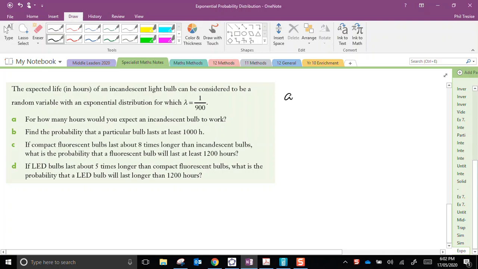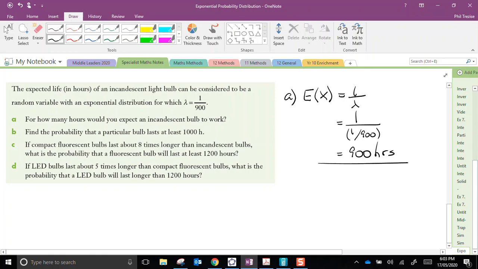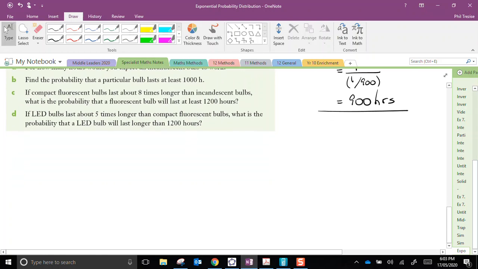Well, using our previous result, we found that the expected value of x was 1 over lambda. So we have a very straightforward calculation. They gave us that lambda was 1 over 900, and so we would say the expected lifetime for our incandescent bulb is 900 hours. They're talking hours, yes, that's part A. Easy as that. Part B, find the probability that a particular light bulb will last at least 1,000 hours.